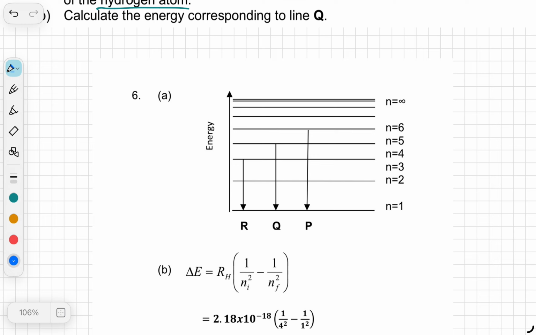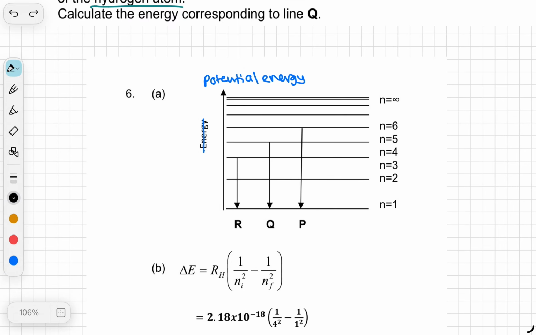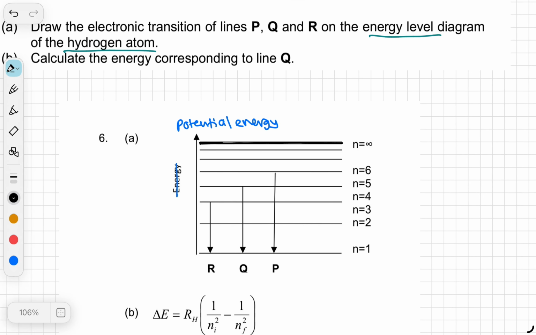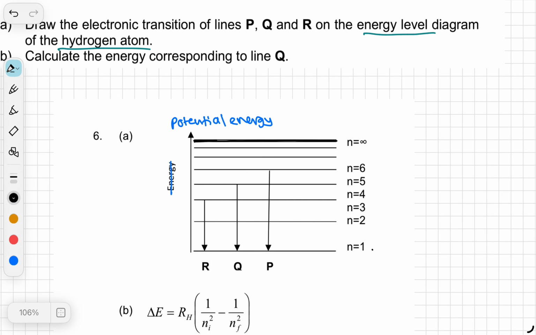And this is our energy level diagram. There is a mistake over here. The y-axis should be potential energy. And n equals infinity must be colored. Try to make it look like a thick band. And now we are going to label lines P, Q, and R as shown. This is quite clear. So that's the answer for 6A.